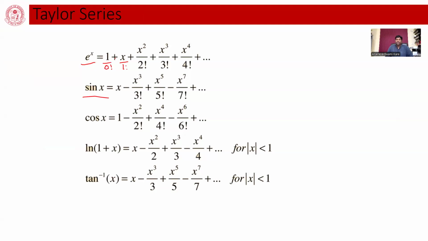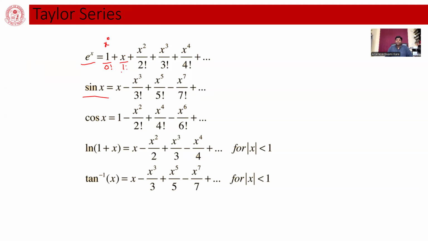And then if you look at how you can write it like this, 1 is x to the 0 by 0 factorial, right? And then how is the numerator changing between the successive terms? It is multiplied by x, multiplied by x, multiplied by x. x squared multiplied by x is x cube.